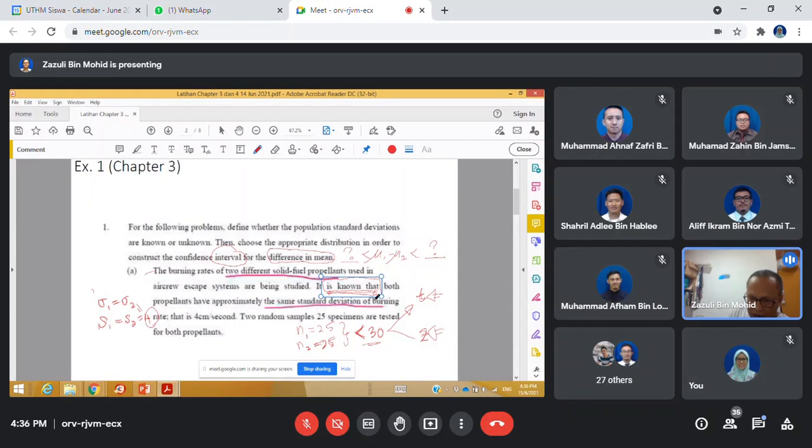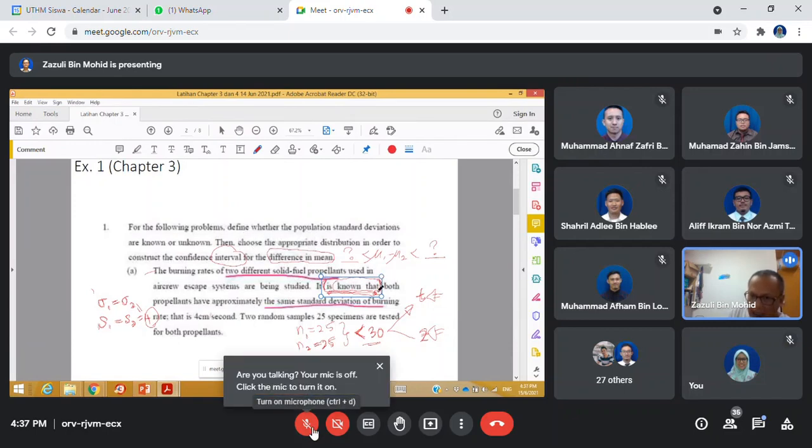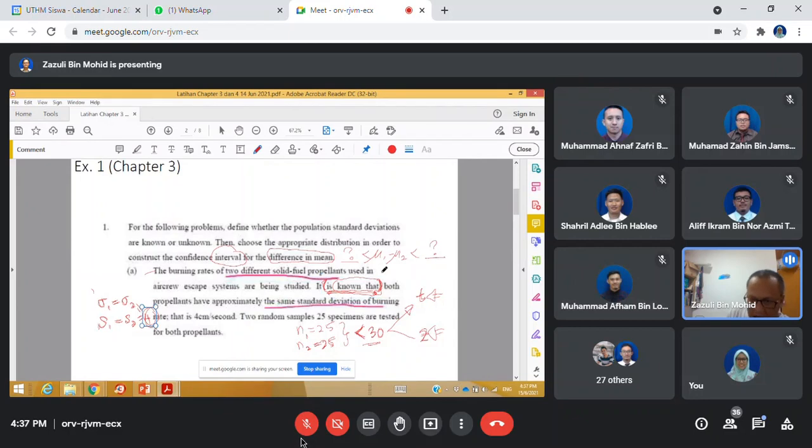Maksudnya sekarang ni, ini menyatakan bahawa this clause here, it is the clue saying that the data here, the 4 standard deviation is referred to population. It refers to population. It doesn't refer to sample.